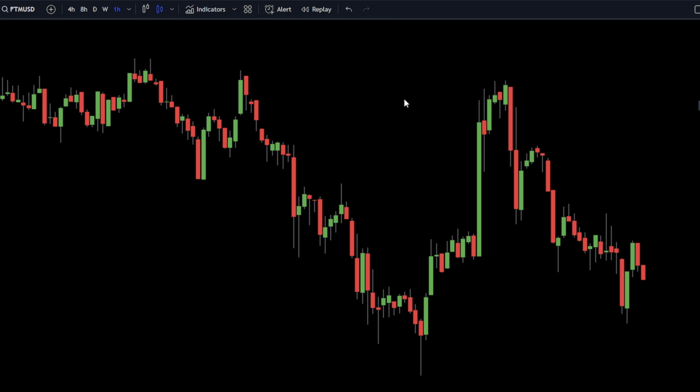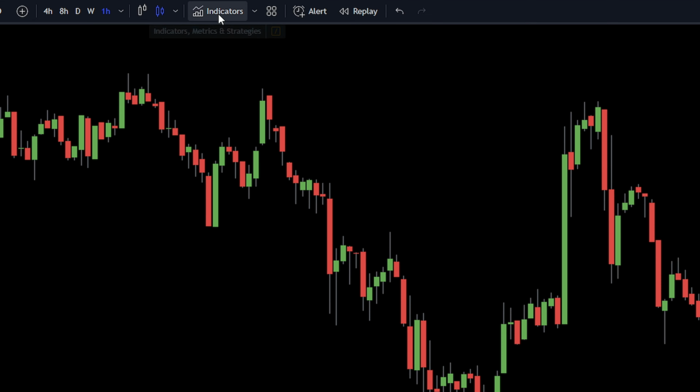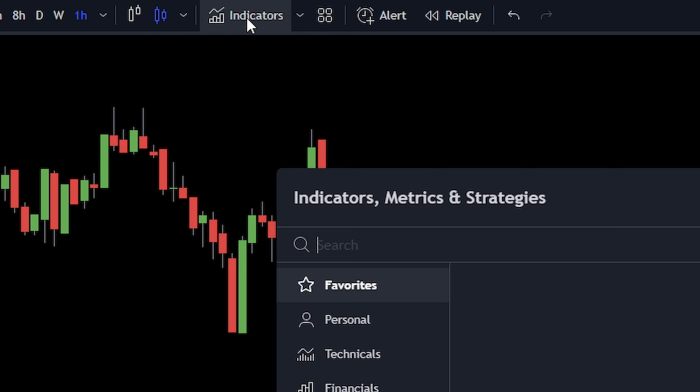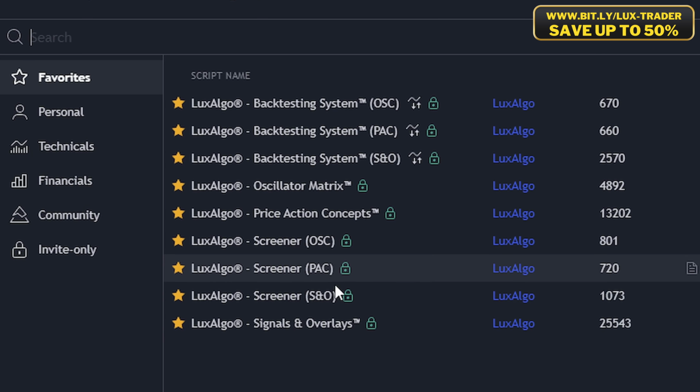The strategy includes 2 indicators only. In order to add the indicators, click on the Indicators tab and search for LuxAlgo Signals and Overlays Premium. It is the most popular premium tool created by LuxAlgo. It has over 25,000 likes, which tells us that it is highly reliable. So click that to add it to your chart.